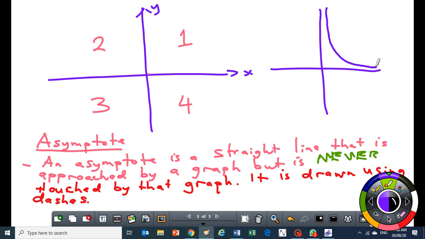Your two axes, that is your x-axis and your y-axis, can be asymptotes. Okay? If the x-axis or the y-axis are asymptotes, we draw solid lines like this. But if the asymptote is not the x-axis or the y-axis, then we use dashes to draw it, to distinguish it from the y-axis and the x-axis. Okay? Don't worry. If you don't get it now, later when I do examples, you will get it.